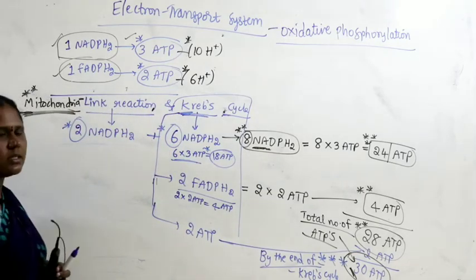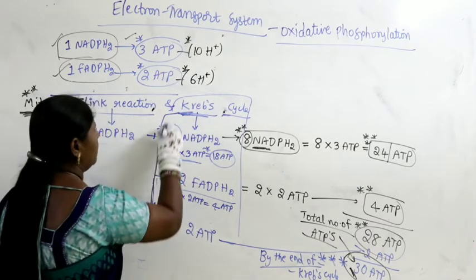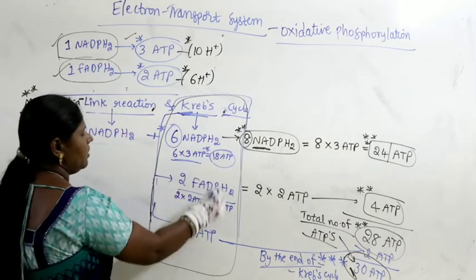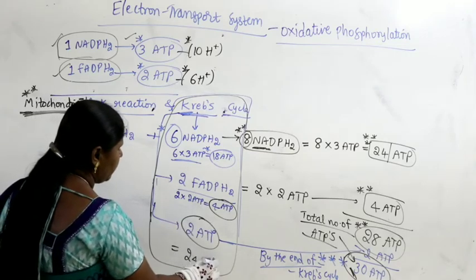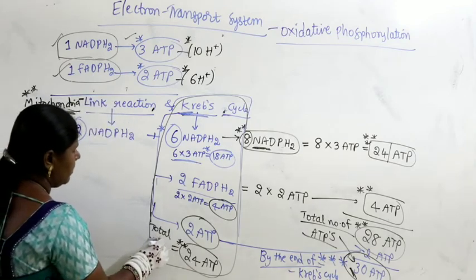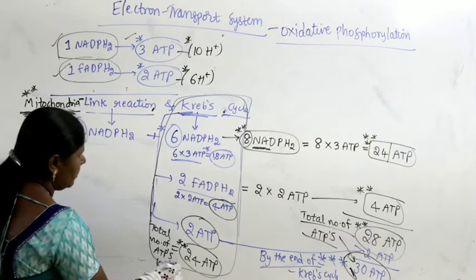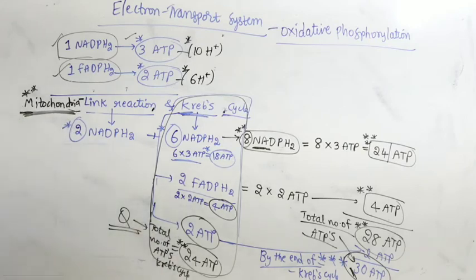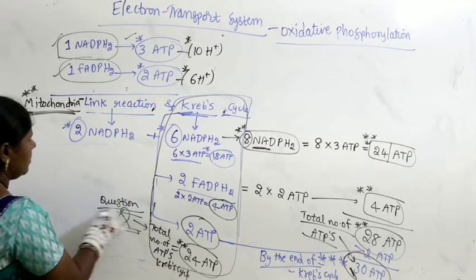Suppose the question is without link reaction, if the question is about only the Krebs cycle, how much will you get? 18 plus 4 plus 2, 22 you will get as the total number of ATPs produced in the Krebs cycle. If this is the question, then the answer is 24.